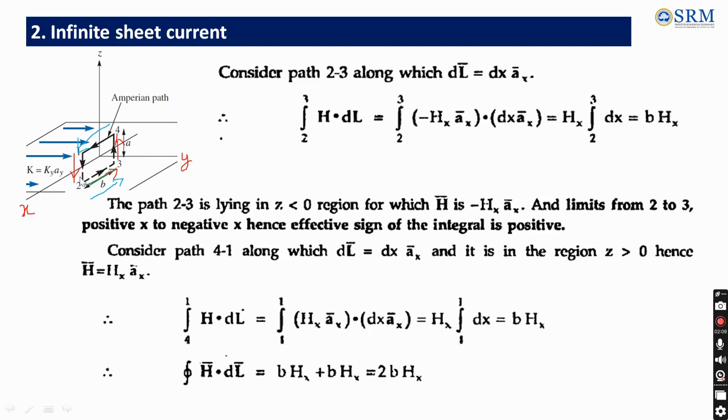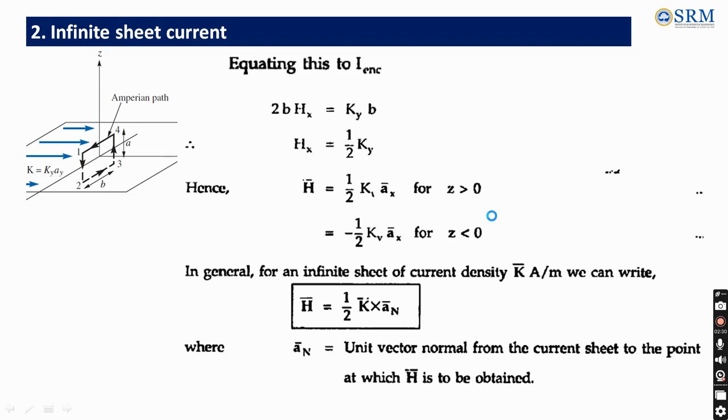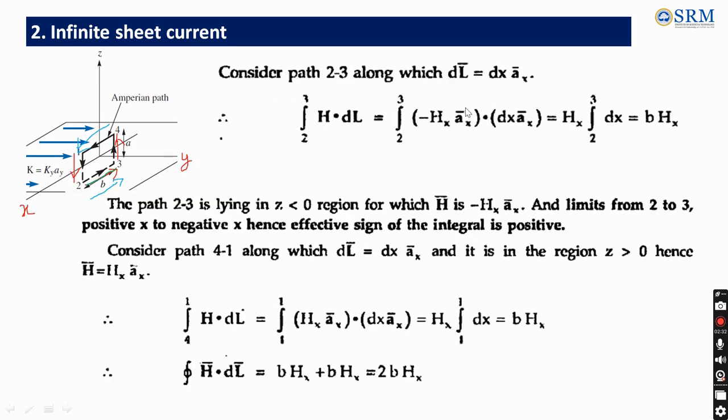Now we have to consider the other two remaining paths. For 2 to 3, what is the differential length? It is along the x direction, parallel to the x axis, so it is dx into Ax cap. And if I take the dot product of H and dl, 2 to 3 is below the plane, so minus Hx into Ax cap dot, for dl it is dx into Ax cap. And the dot product of the same unit vector is going to be 1.